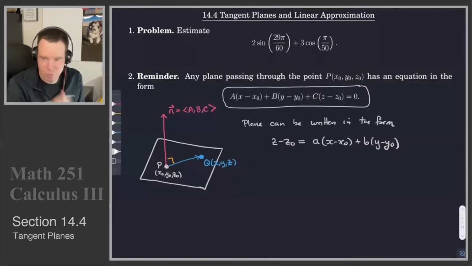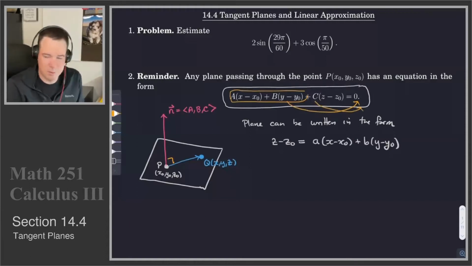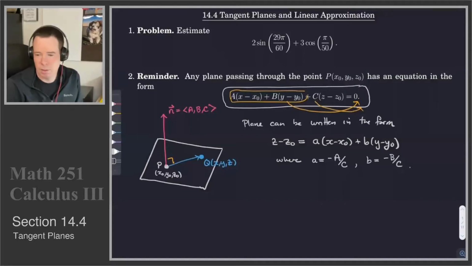Maybe I'll think about it this way. I've taken all of this stuff, moved it to the other side of the equation, and then also taken the c in front of the z minus z naught and moved it to the other side. So when I've done this, what I get is an equation that looks like this, where little a is equal to negative big A over c, and little b is equal to negative big B over c. So I've just cleaned it up a little bit and written the plane in this form.